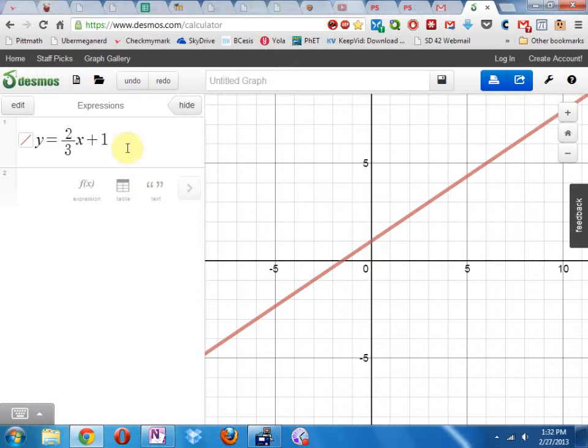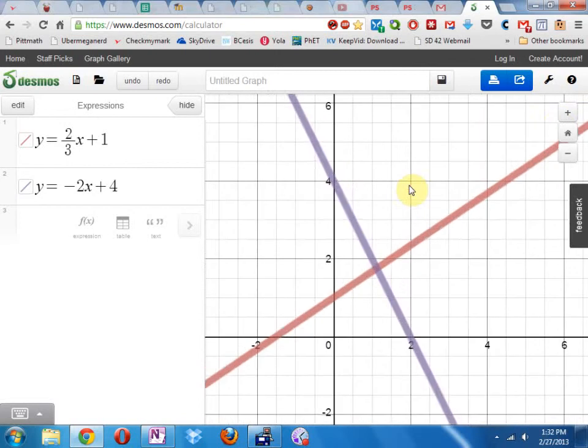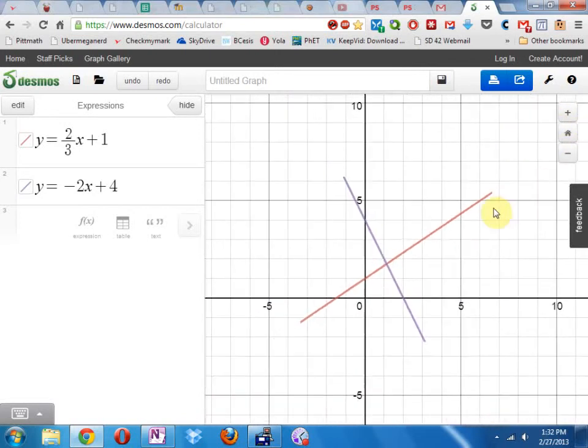Let's try another one. Let's go y equals, how about negative 2x plus 4? Let's see what that one looks like. Oh, I didn't want to zoom in too much. Zoom out one. What's the y-intercept? 4. What's the slope? Negative or positive? Negative. Negative what? 2. Down 2/1. Hey, if this shortcut works, this is a pretty good shortcut.